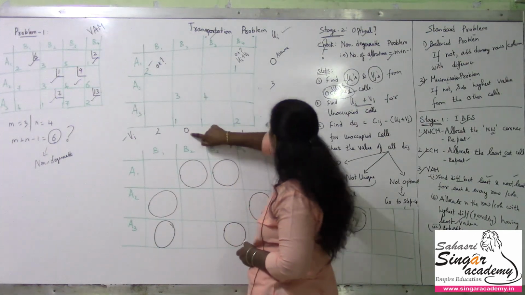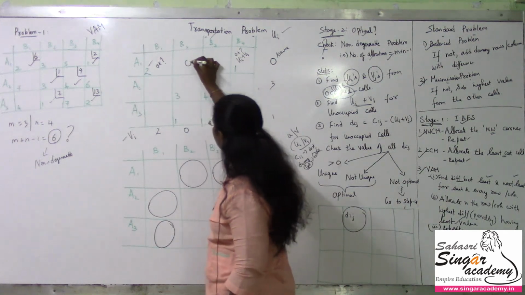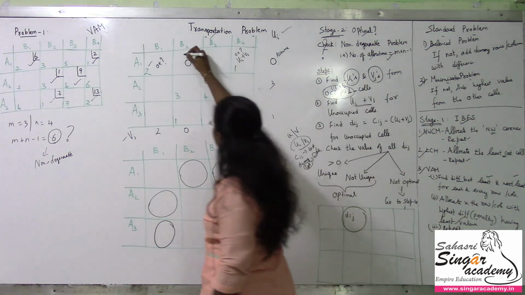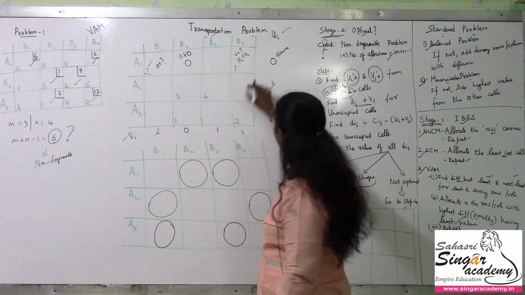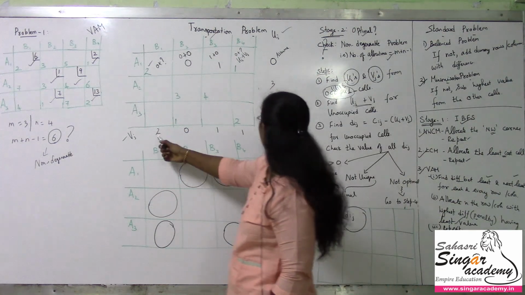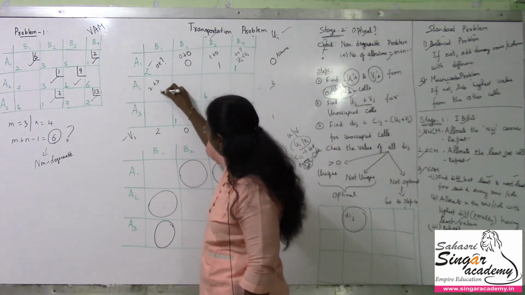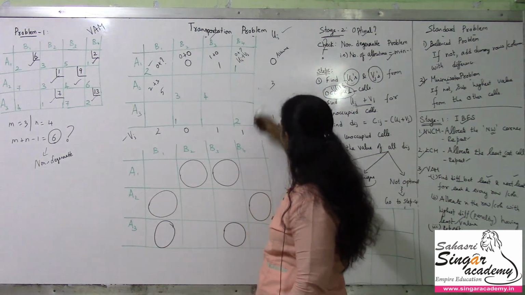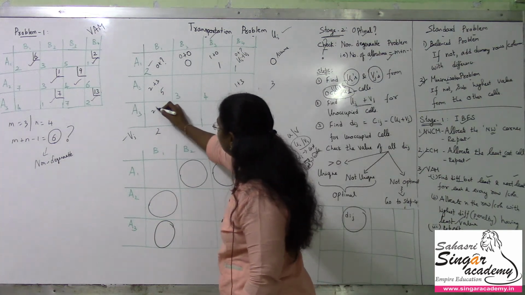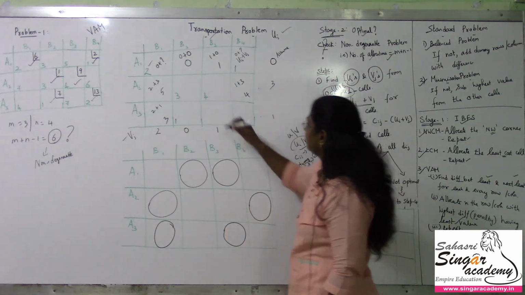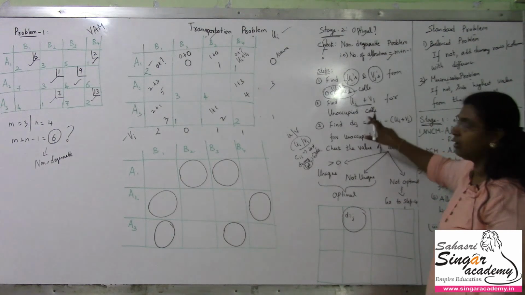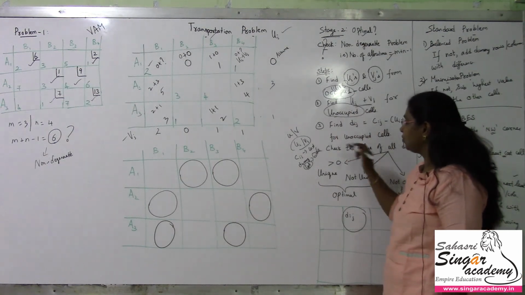Here it is 0, here it is 0, so this is 0 directly. We are going to see the final values, right? So this is 0 plus 0, 0. Here 1 plus 0, so 1, right? For this one, 2 plus 3, 5, right? For this one, 1 plus 3, 4, right? For this one, 2 plus 1, 3, right? And this one, 1 plus 1, 2. So we have found step 2, ui plus vj for the unoccupied cells.